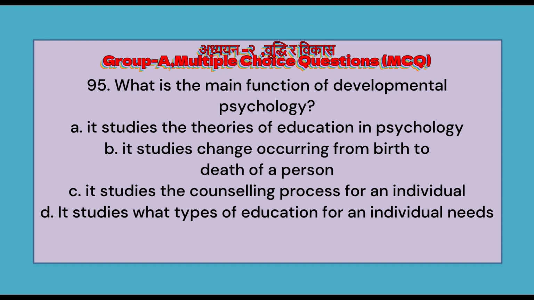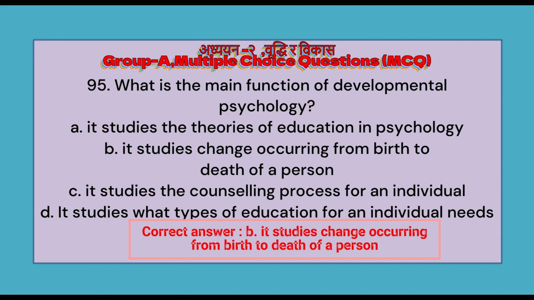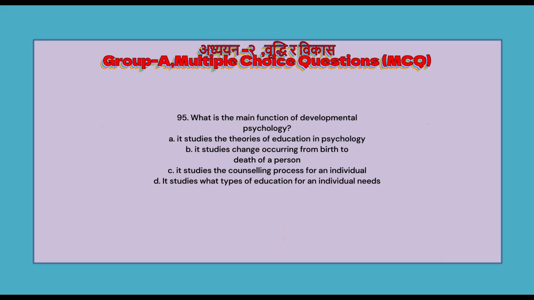95. What is the main function of developmental psychology? A. It studies the theories of education in psychology. B. It studies change occurring from birth to death of a person. C. It studies the counseling process for an individual. D. It studies what types of education an individual needs. Correct answer: B. It studies change occurring from birth to death of a person.